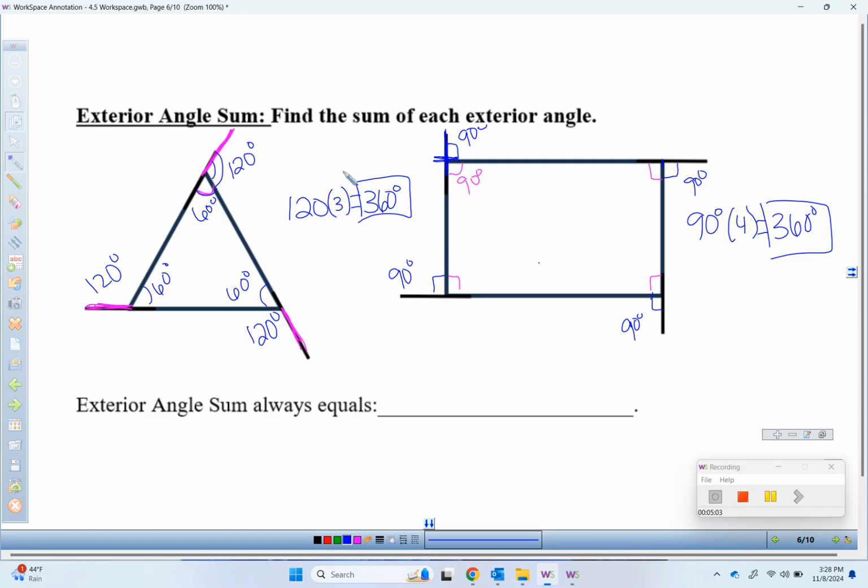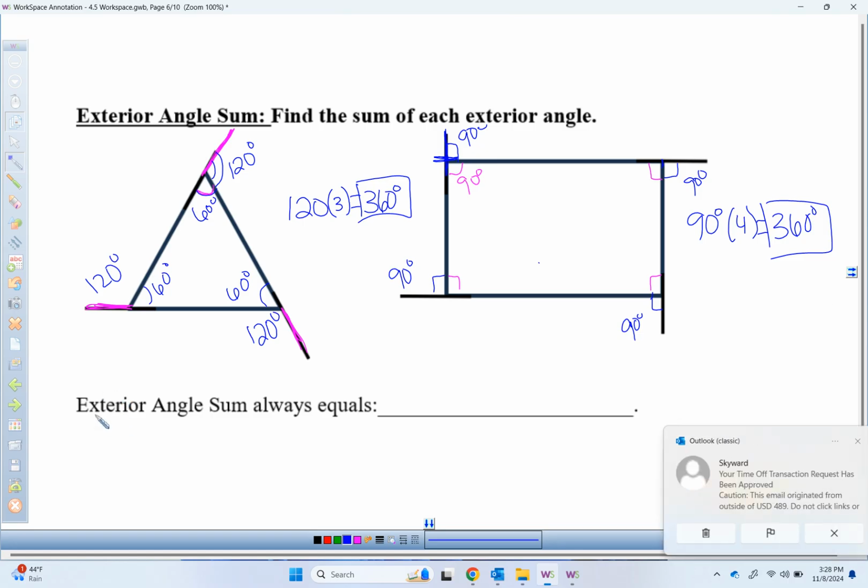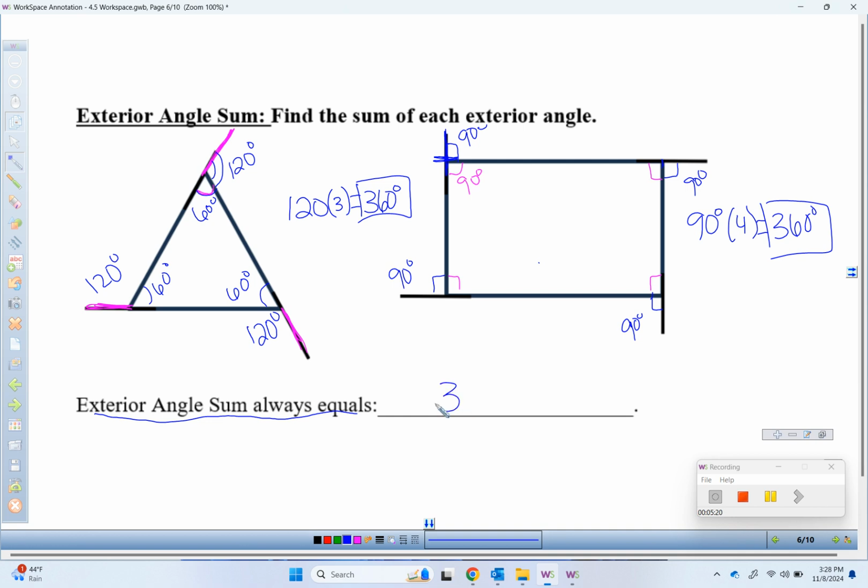So what you're going to notice is the exterior angles of a triangle are 360. The exterior angles of a quadrilateral are also 360. So we are going to learn that the exterior angle sum is always 360 degrees. So that's going to hold true for any polygon. Any polygon, exterior angles are 360 degrees.